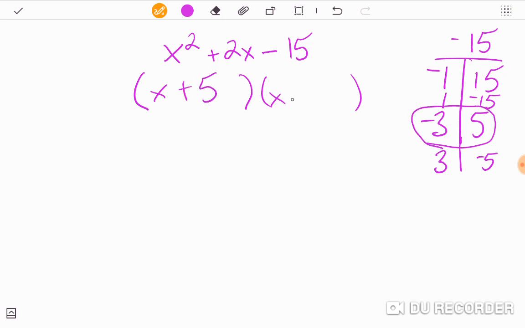And remember, you can put it in whatever order you want. You could have put x minus 3, x plus 5. It's the same exact thing, doesn't change anything. But that's how you do it when that c term is negative.